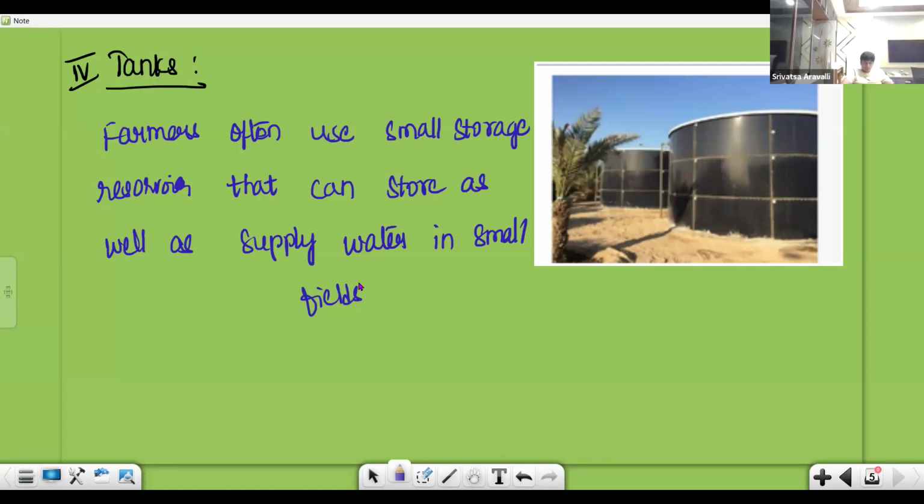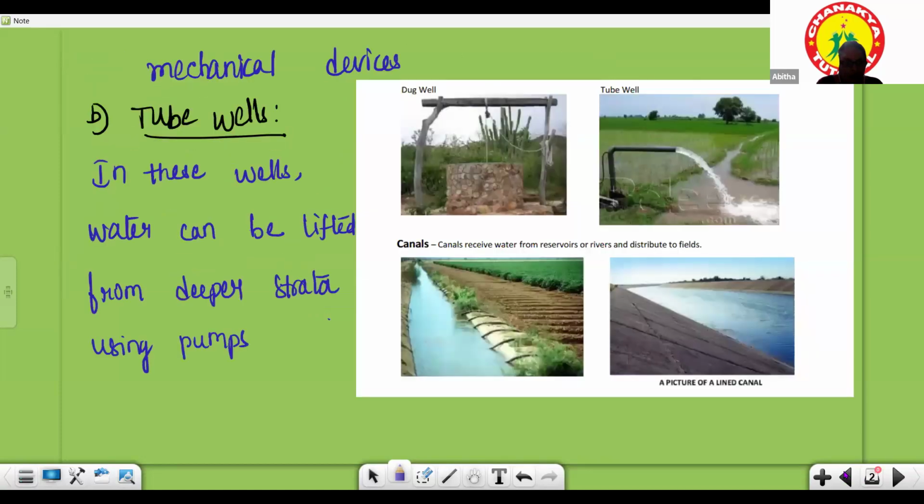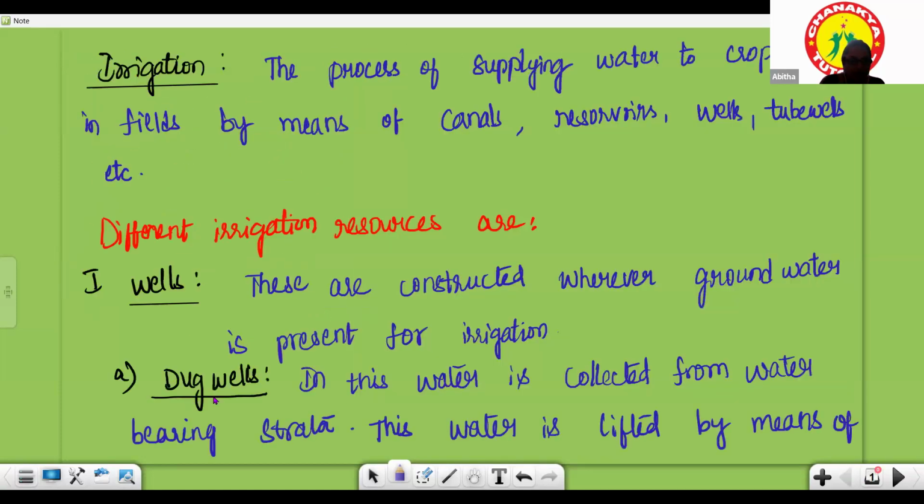So what are the different irrigation resources we have seen? First one is well. So what are wells? Wells are constructed wherever groundwater is present. Wells are of two types. What are the two types? One is dug well. So what is dug well? Srivatsa, please read this and explain to me so that I can know to how much extent you understand.